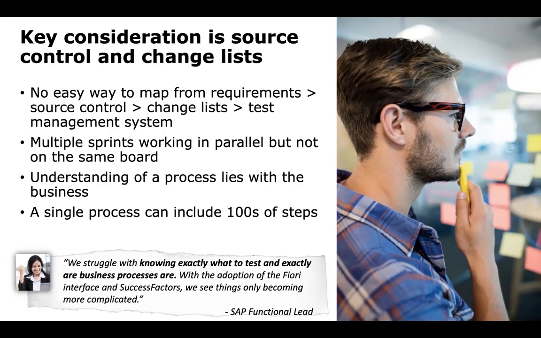One of our SAP functional leads said, "We really struggle with knowing exactly what to test and what our business processes are." It's because with Agile, we're working on little pieces of code at a time, and we may not have that big picture. So when people are deploying Fiori and, say, Salesforce Lightning, SuccessFactors, all those things, it becomes a lot more complicated.